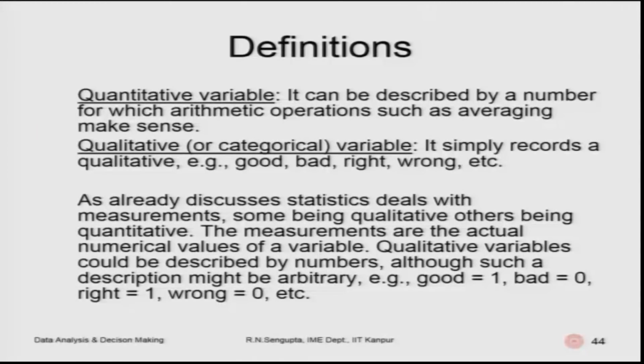As already discussed, statistics deals with measurements, some being qualitative, others being quantitative. The measurements are the actual numeric values of a variable. Qualitative variables could be described by numbers, although such a description may be arbitrary. Say for example, if we denote good as 1, we may be tempted to give bad as 0.